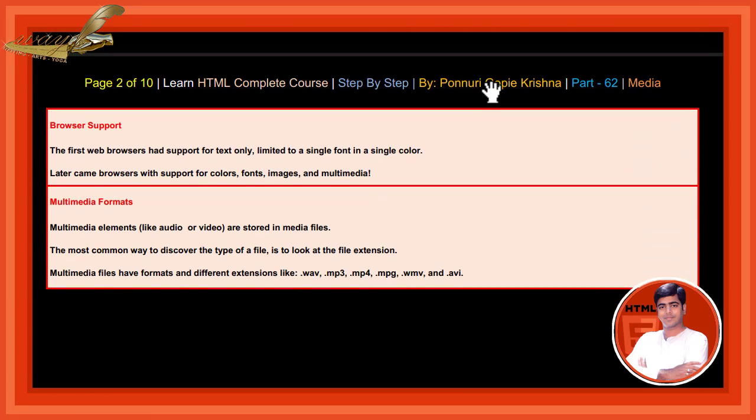Browser support. The first web browsers had support for text only, limited to a single font in a single color. Later came browsers with support for colors, fonts, images and multimedia. Multimedia formats. Multimedia elements like audio or video are stored in media files. The most common way to discover the type of a file is to look at the file extension. Multimedia files have formats and different extensions like WAV, MP3, MP4, MPEG, WMV and AVI.